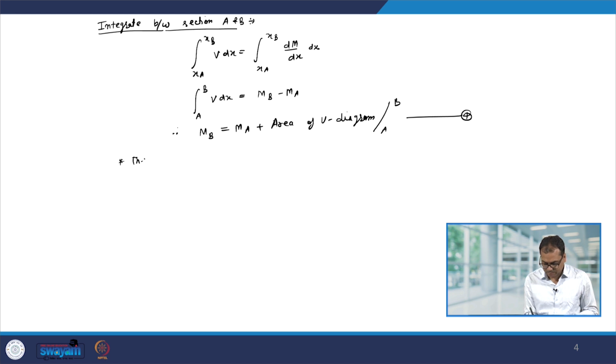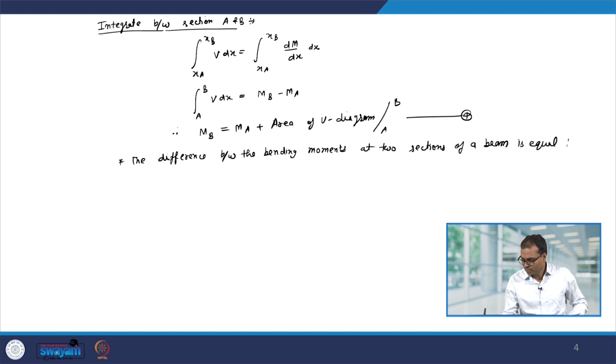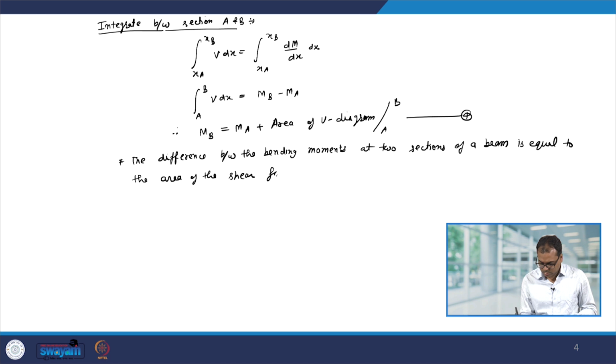We can again write it down in the text. This implies that the difference between the bending moment at two sections of a beam is equal to the area of the shear force diagram between these two sections.